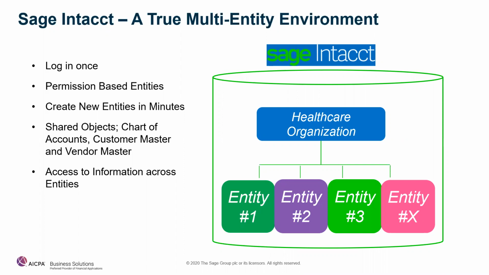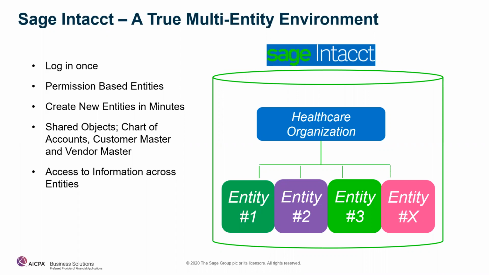One of the other big benefits of this multi-entity configuration is the fact that we are able to share objects. And sharing objects is, again, going to help us be more strategic as opposed to tactical. Sharing those objects of the chart of accounts, the customer master, and the vendor master allows us to set up one chart of accounts and to use that chart across all of our entities. What that really means is we're only maintaining one chart. So when we have a new account number that needs to be added, we're adding it once.